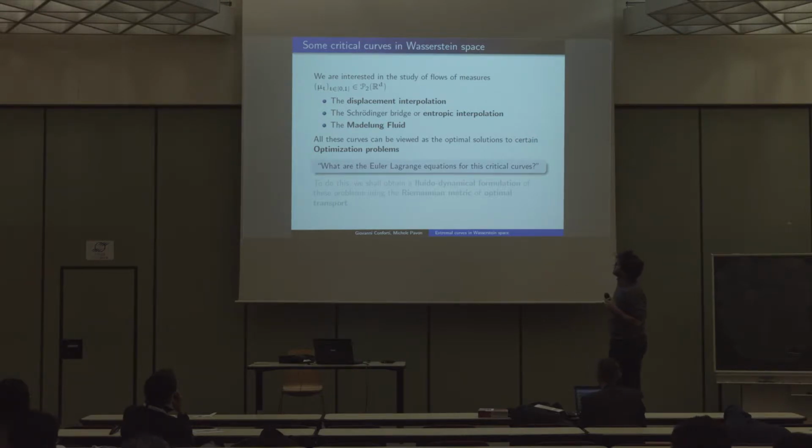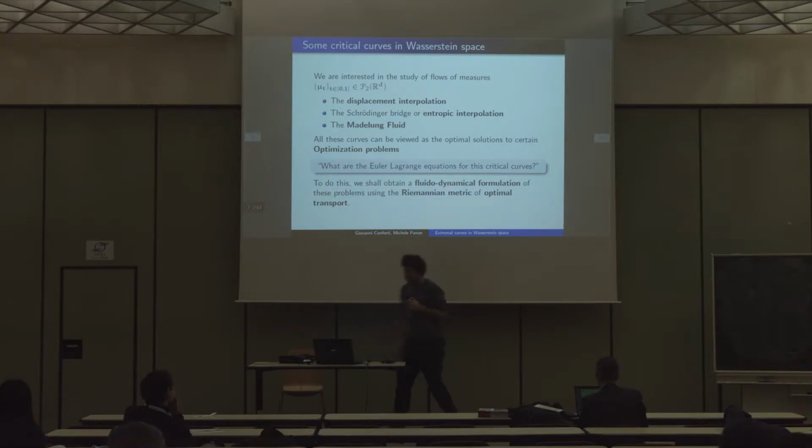The answer is well known, of course, for the displacement interpolation. It's seen as a kind of geodesic in this Wasserstein manifold. For the Madelung fluid, this is also well known, and we have seen yesterday a talk where we saw that the Madelung fluid is essentially some kind of Newton's law. But for the entropic interpolation, this was not known, and this is part of the content of the paper. So the strategy is pretty clear.